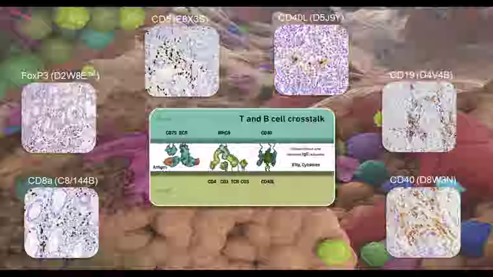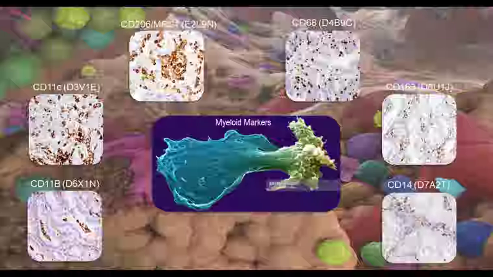We have the classic T regulatory marker FOXP3, along with a marker of cytotoxic T cells, CD8, and some other markers such as CD19, CD40, and CD40 ligand as well. And finally, we have markers of myeloid cells here on this slide.